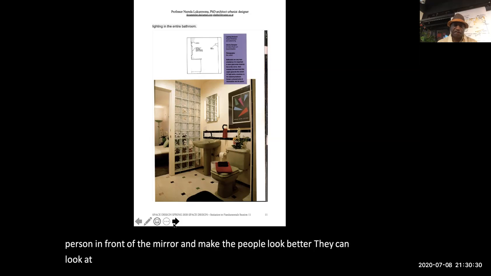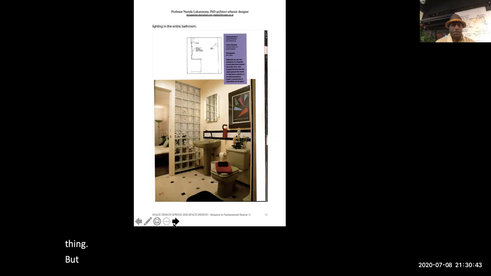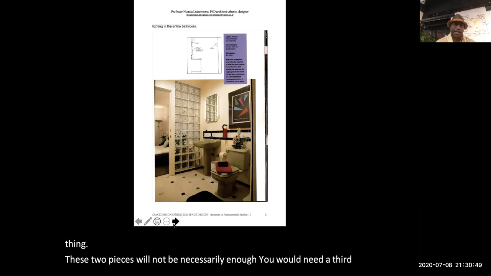Details of their own faces and what they want to do on the face. It's a place to do makeup and so on. And women are very sensitive to this thing. But these two pieces will not be necessarily enough. You would need a third part of lighting that comes from the ceiling.